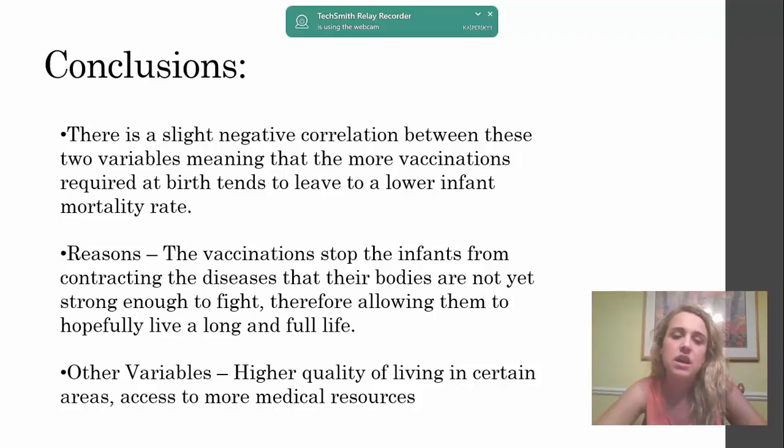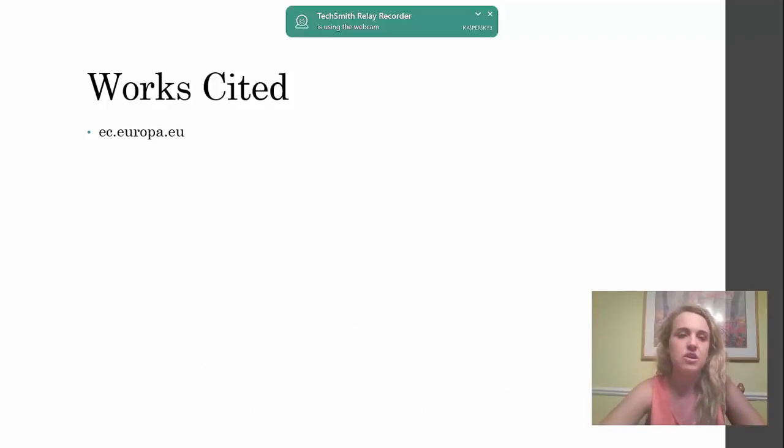Other variables that could affect this is a higher quality of living in certain areas. So with that, where they live could be cleaner, and they could have access to cleaner water and cleaner foods, and maybe not be surrounded by all the diseases. And then another one could be access to more medical resources, which also comes with living in a higher quality of living country. But also, if you do contract a deadly disease, you have the medical resources to get treated for it, therefore allowing you to get better and live longer.